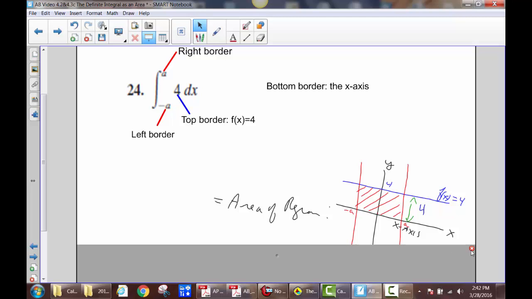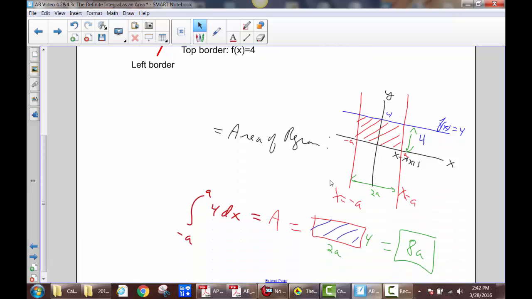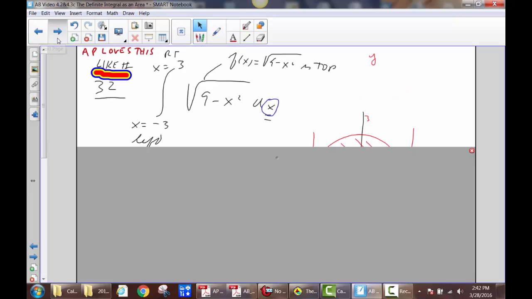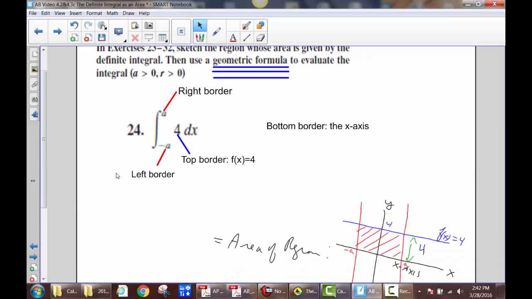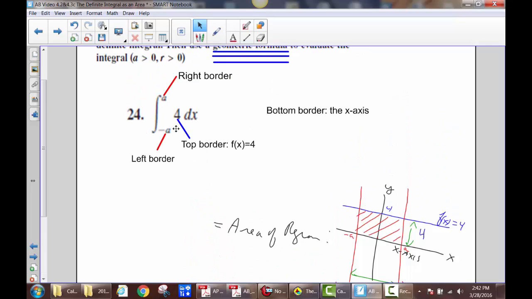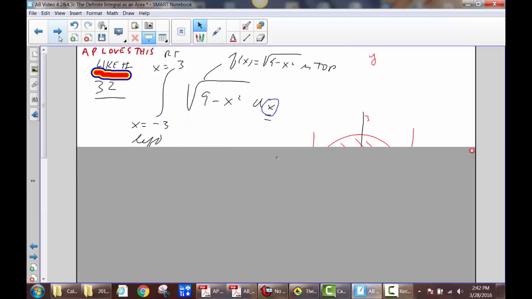And of course, the area of a rectangle is simply the length times the width. Well, from here to here is 2a, and from here to here obviously is 4, hence the area of that rectangle is 8a. Same thing. Now, over here, you might have said to yourself, I could have done this by hand. I could have actually integrated 4dx and gotten 4x and then done the definite integral. And you're absolutely right, you could have.